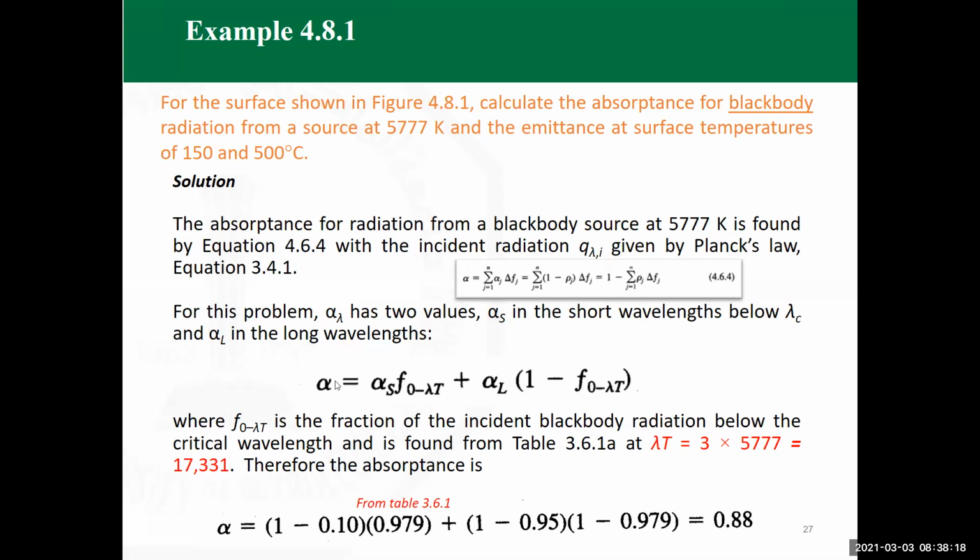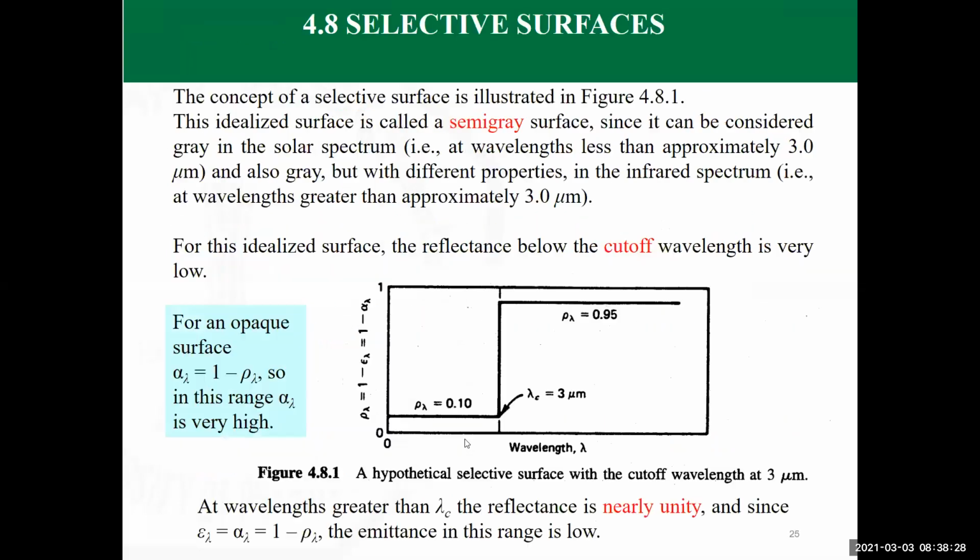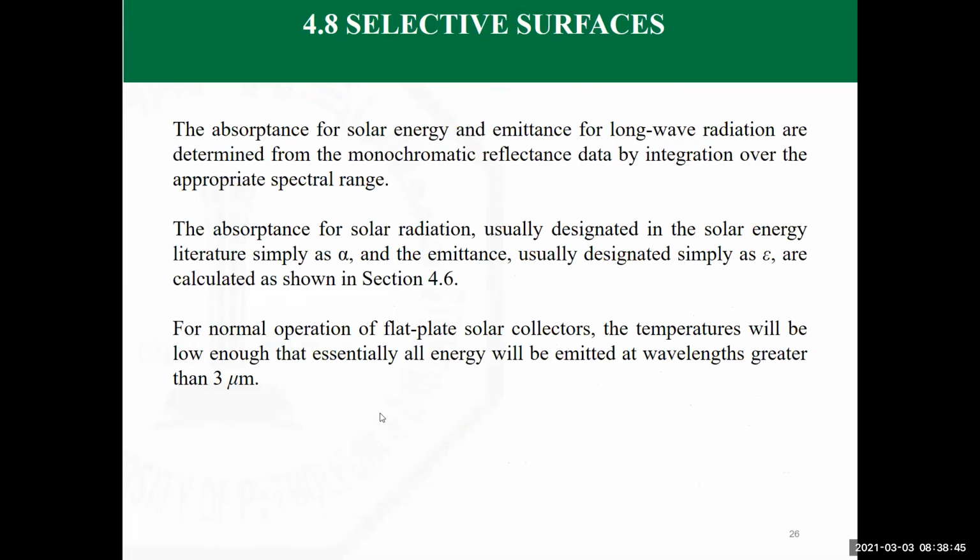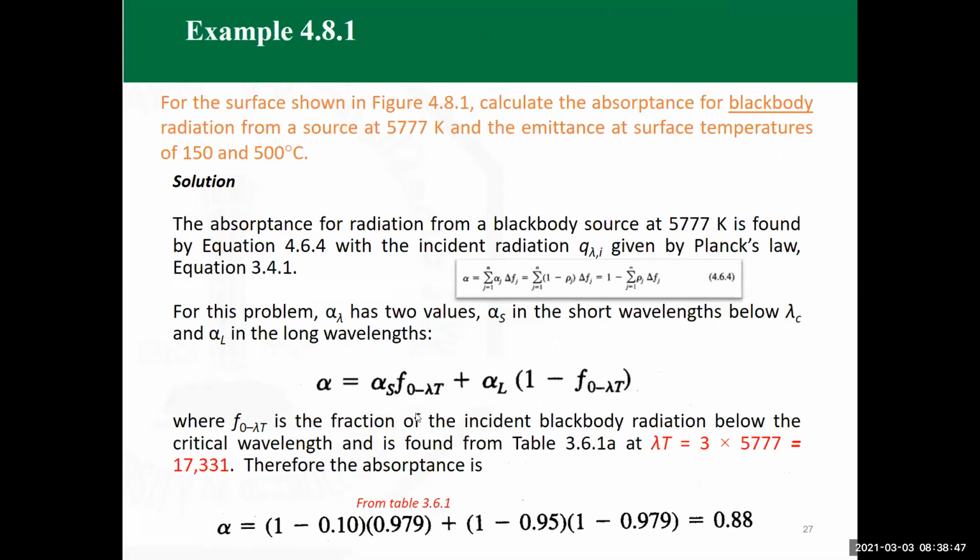So alpha basically is alpha short wavelength for the fraction of the energy from 0 to lambda t, and lambda here is the lambda that basically makes the distinction between the short wavelength and the long wavelength. It is this line, the lambda, which is the 3 micrometer that we are considering here. So we're considering the value of alpha first characterized by this portion, and then the other portion as well, as if it is cut into two pieces here.